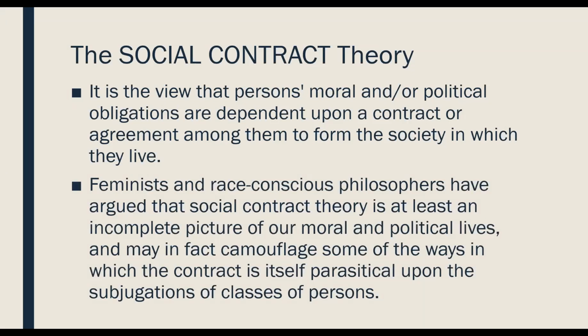However, feminists and race-conscious philosophers have argued that the social contract theory is at least an incomplete picture of our moral and political lives. In fact, in some ways the contract is itself parasitical upon the subjugations of classes of persons. So there is this stand that the social contract theory rather leads to subjugation of classes of persons. There is a tendency for it to dominate people as they are classified into strata, as they are defined with their respective classes.